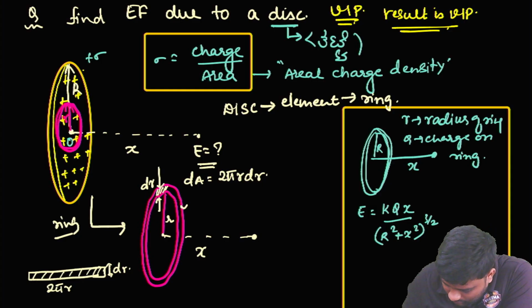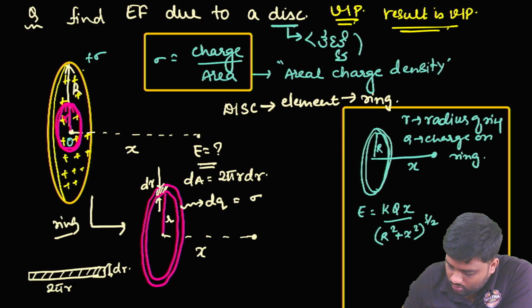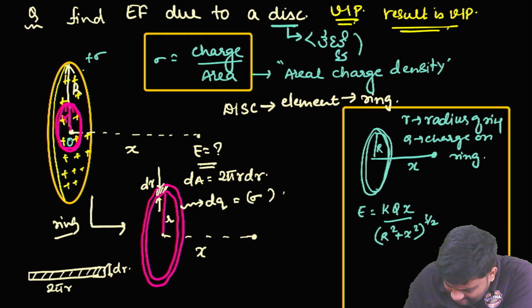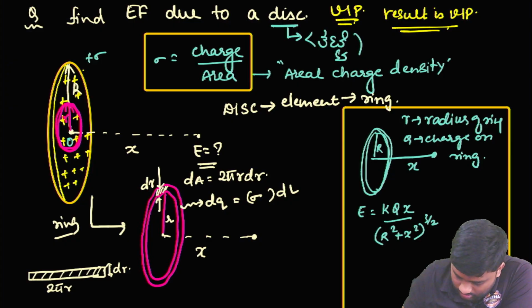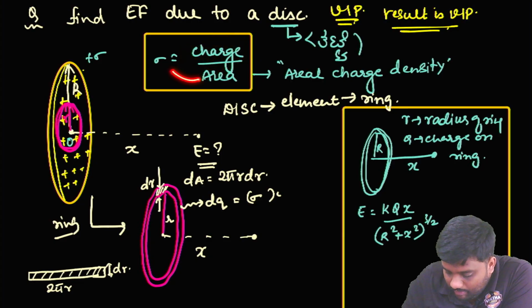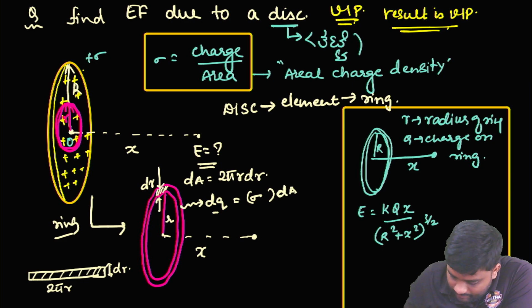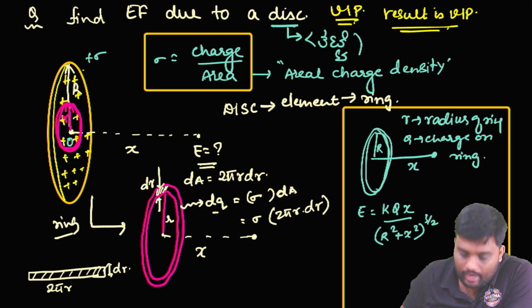Meanwhile, for this one, what is the small charge you are going to get? Small charge is equal to sigma into area. Here sigma is equal to charge upon area. If you wanted to find out the charge, it is equal to sigma into area. For a very small charge, that is equal to sigma into dA. What is this dA? 2 pi r dr.